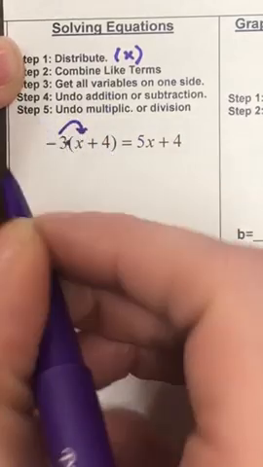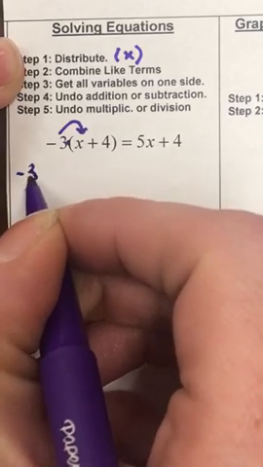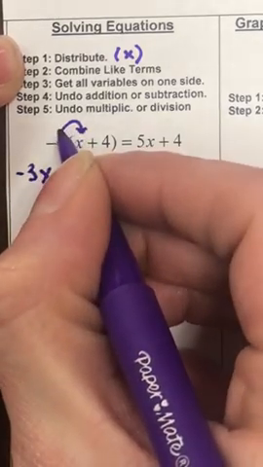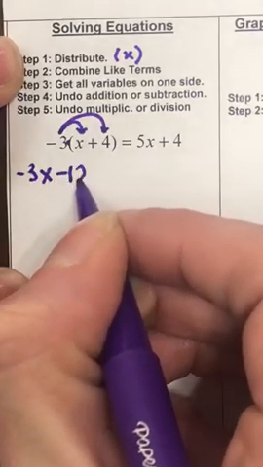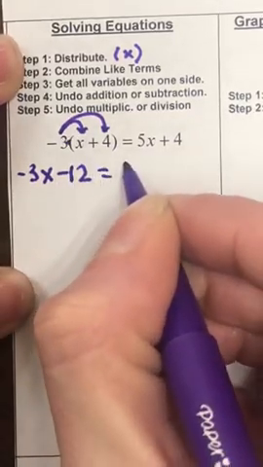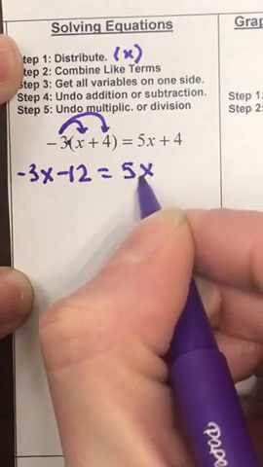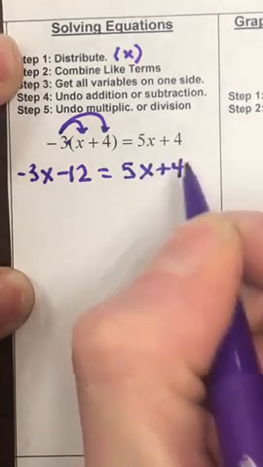So -3 times x is -3x. Then I'm going to do -3 times 4, and I'm going to get -12. I've still got the 5x plus 4 on this side. Nothing's happened with it. So all I did was distribute into the parentheses.